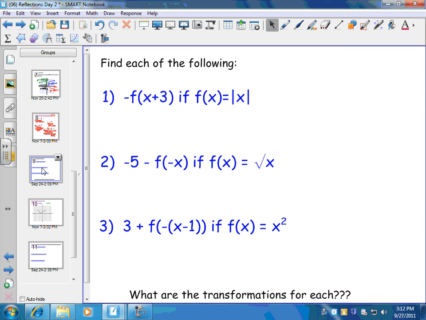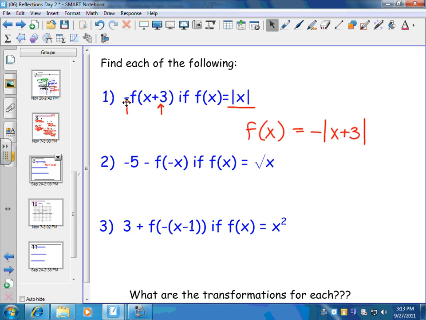Now this piece, if I have a reflection on the outside of the function, it's telling me this one's reflected over the x-axis, and it's moved left 3. So what I have to try and do is apply those transformations to this function. So I know f of x is going to equal the absolute value of x, but it was moved left 3, so I'm going to put that in there. And I know it was reflected over the x-axis, and that's on the outside, so it'll look like this.